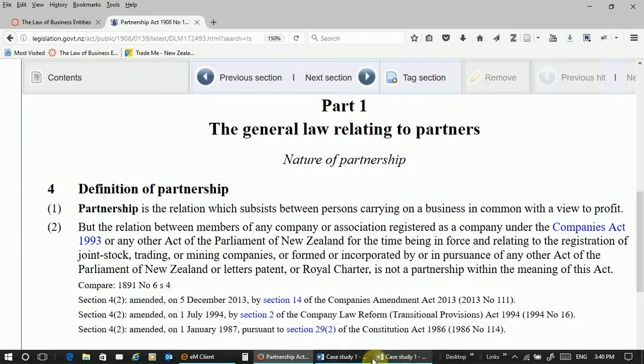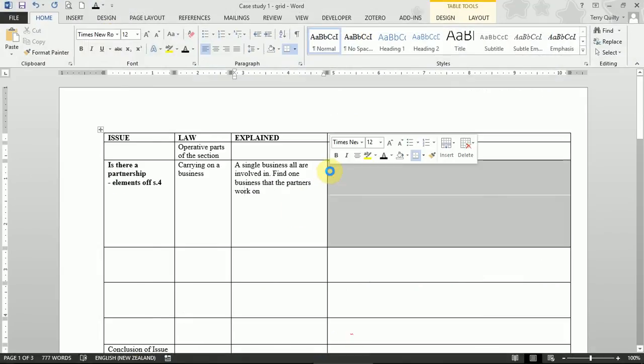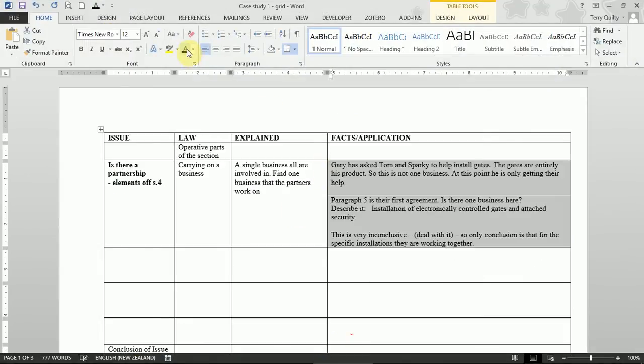So what do we do in answering this sort of question when it's not entirely clear? You have to set it out and make some assumptions. So Gary's asked Tom and Sparky to help install the gates. They are entirely his product. So you can argue this is not one business. He's only getting their help. Then in paragraph 5, they have their first agreement. Is there one business here?